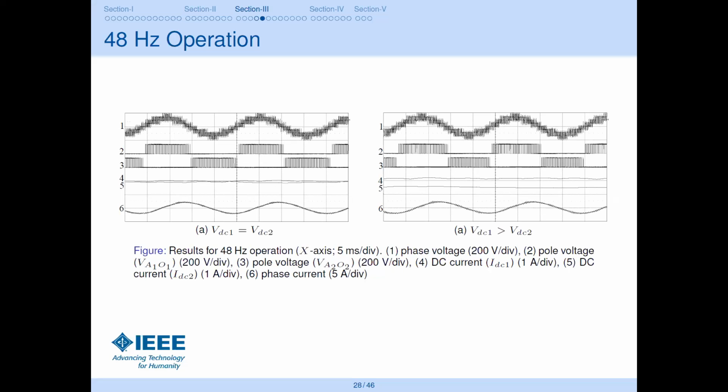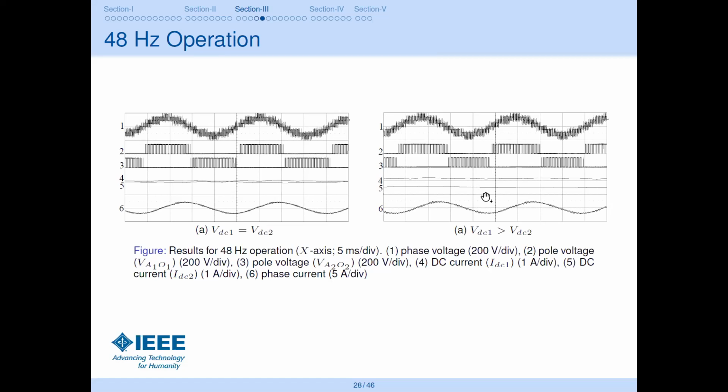Now, when the modulation index has been increased, or you are driving at higher speed, on the left side you can see again it's a balanced operation. VDC1 is VDC2, so you can see here multi-level output is being provided by the dual two-level inverter topology, because as the modulation index increases, your waveform changes, and the pole voltages are similar because both the inverters are sharing the load and DC current, of course, and the phase current.